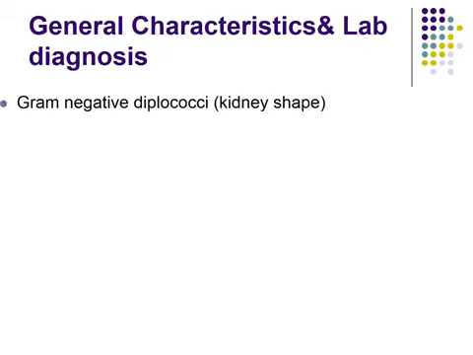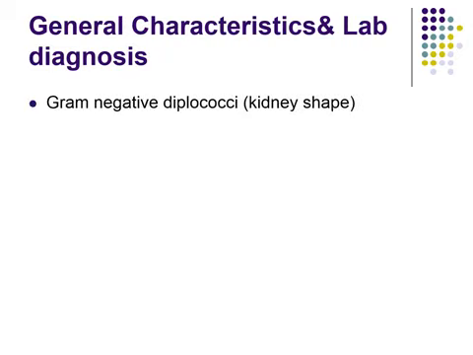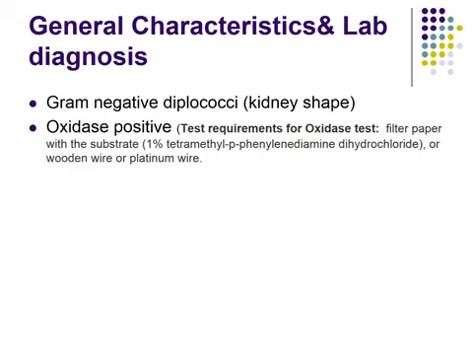What are the general characteristics of these bacteria? Gram-negative diplococci, kidney shape, oxidase positive. All Neisseria species are oxidase positive. One of the most important tests used to differentiate Neisseria species from other bacteria is the oxidase test.